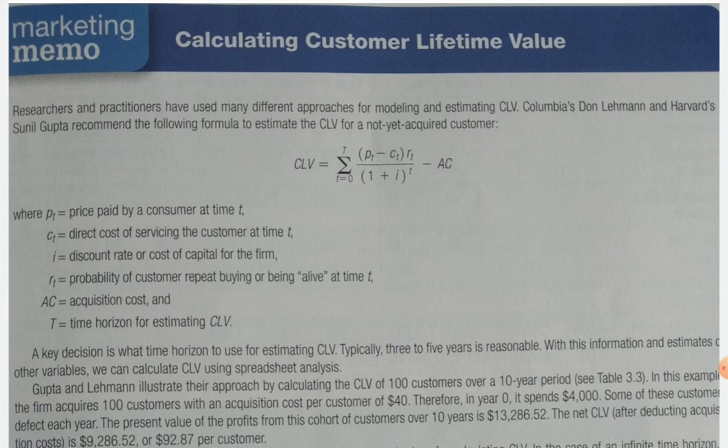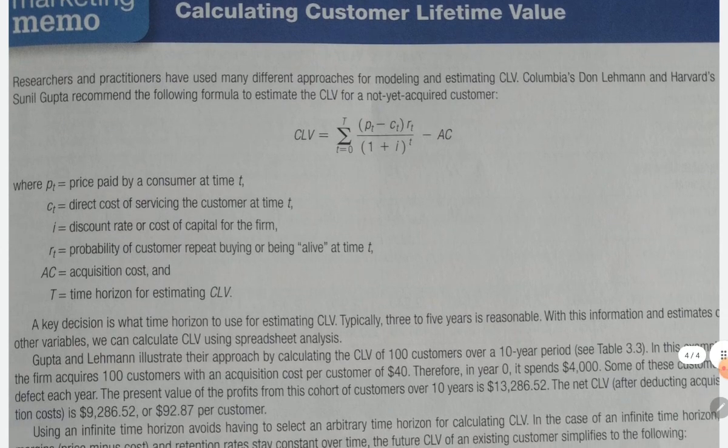So there is price, the price which is going to be paid by the consumer. Then there is the direct cost of servicing the customer. In different ways it's going to get calculated and will come into the picture, whether it is your office related cost, or telecall cost or email cost. Everything is going to be part of the servicing cost.